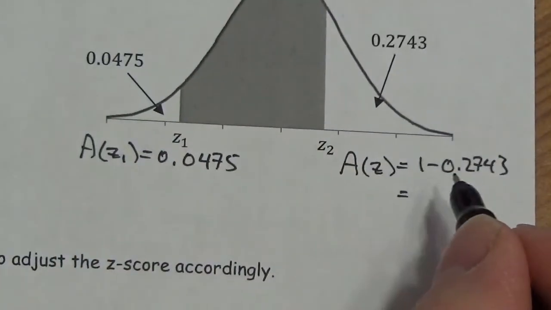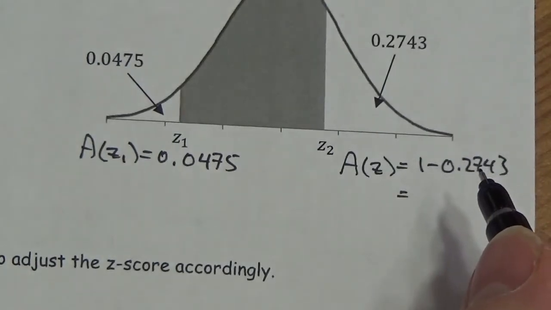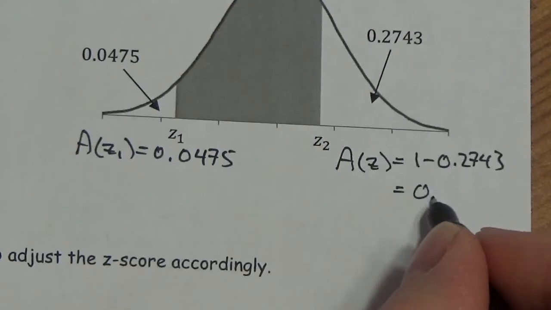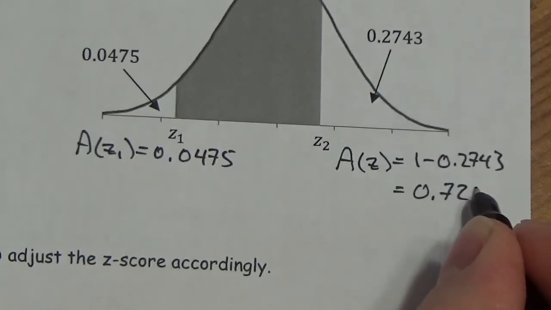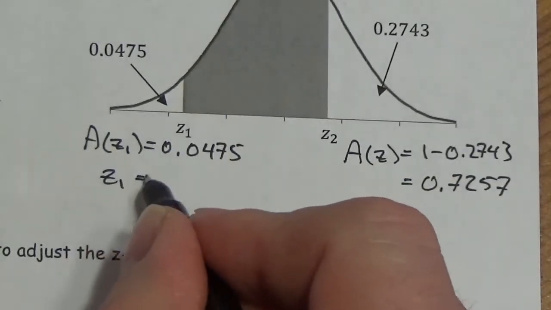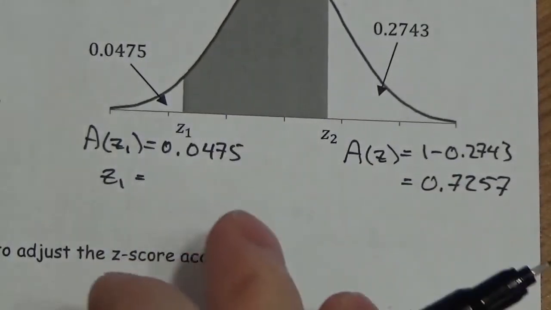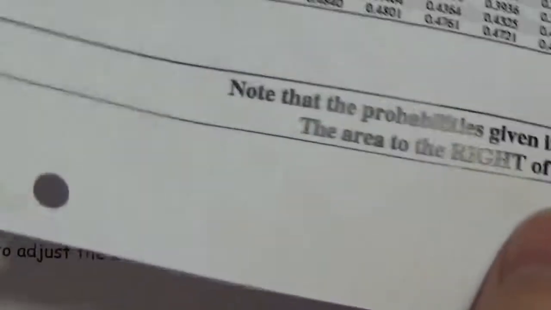Now I'll just do that real quick here. So 1 minus 27.43, whoops. And this is going to be 0.7257. So let's do these in bits here. So first of all, Z1 is clearly less than a half. So I'm going to be looking on the left-hand chart here.